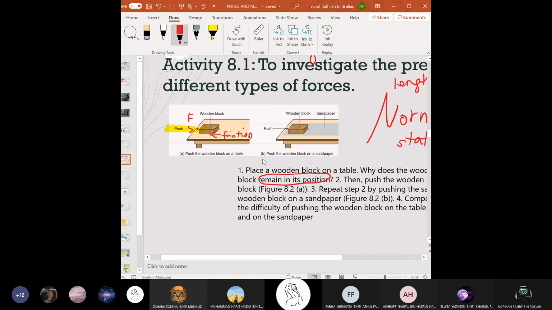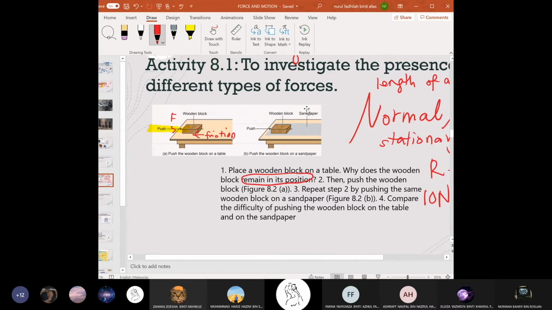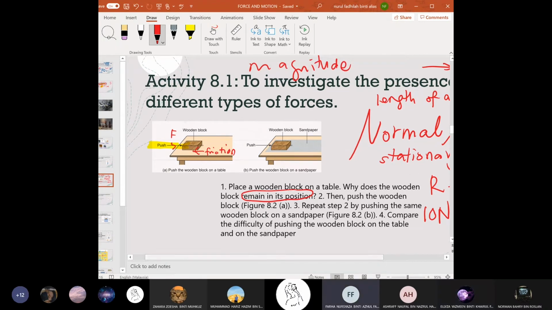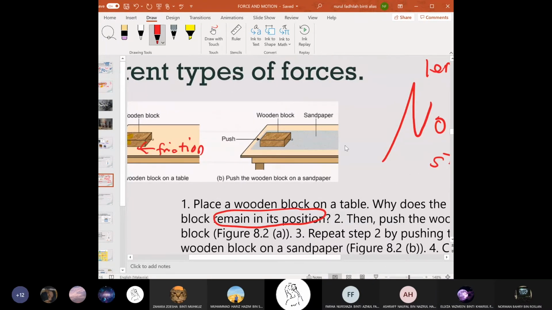The second diagram has sandpaper. Why do we want to have the sandpaper? What are we trying to prove? Based on your experience, do you know what sandpaper is? From your experience, how is the surface of sandpaper? Is it smooth or rough? Very rough.